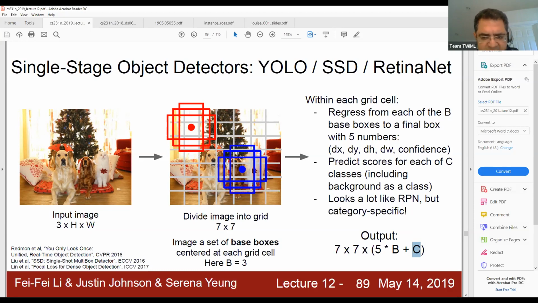Those are don't care. But if you are, say, 80% sure there's a dog in that class, then you would give the coordinates of the box. And so this is the big picture.